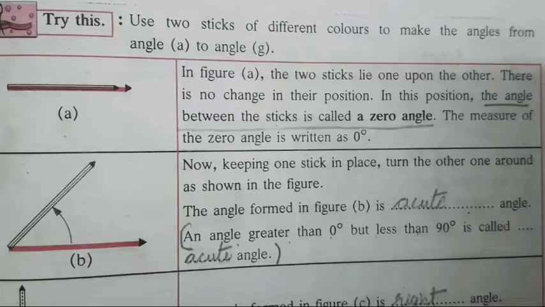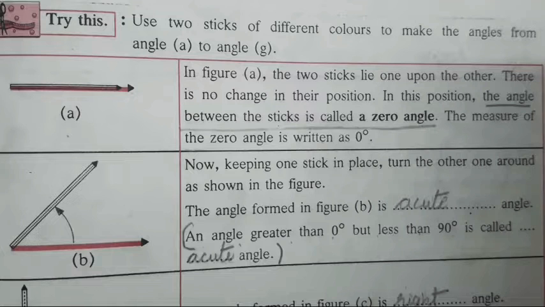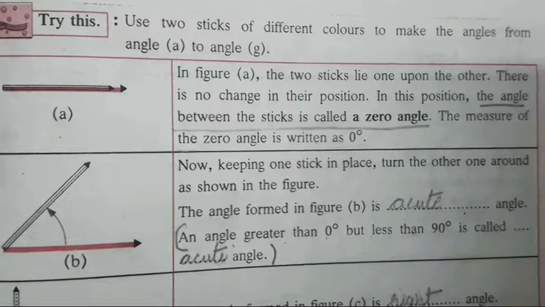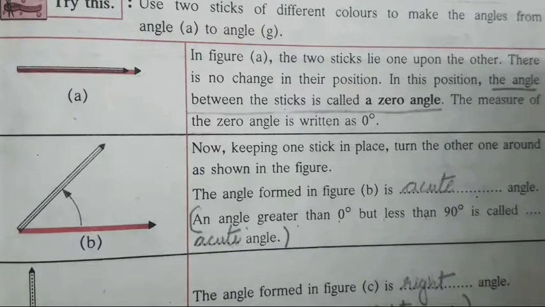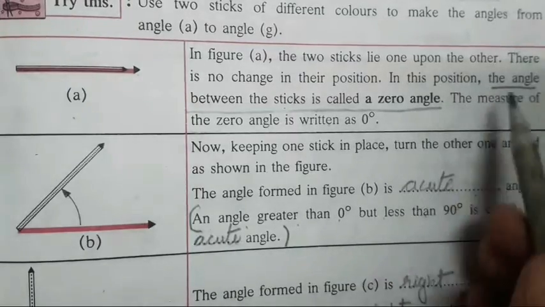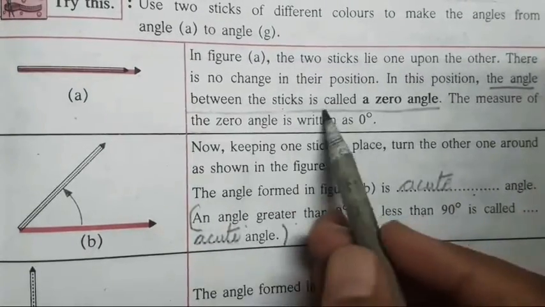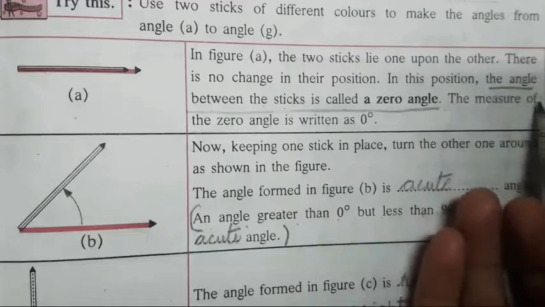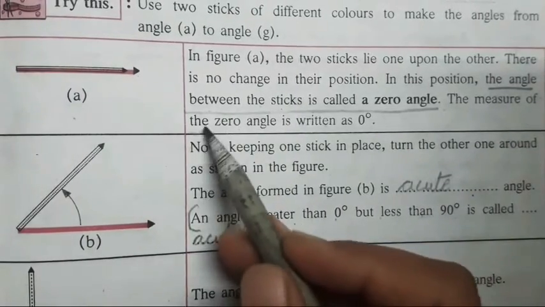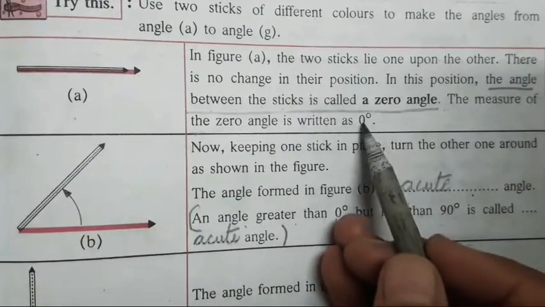Now next is few more angles that we have to study, because we only know right angle, acute angle, obtuse angle, isn't it? You all have studied these 3 angles in the previous year also. So today we are going to study more angles. Alright, so the angle between the sticks is called a zero angle. The measure of the zero angle is written as 0 degree.